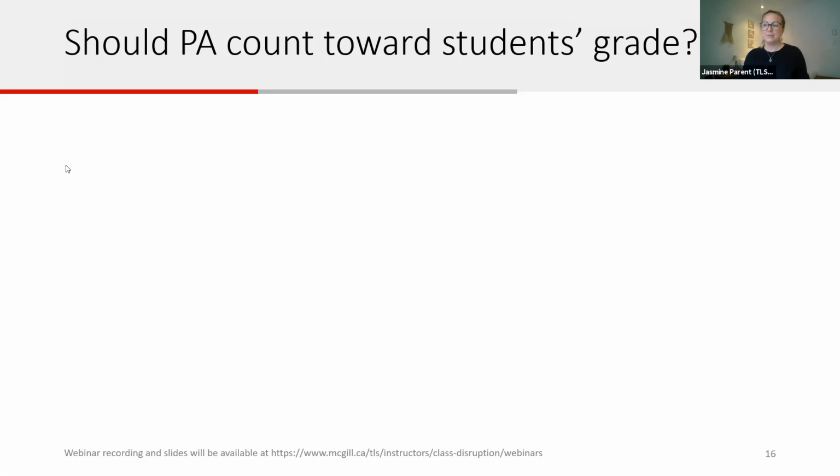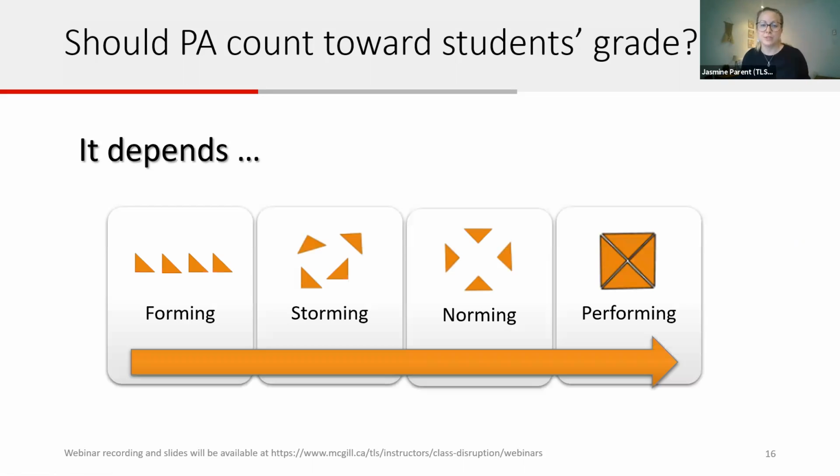So my answer to this question is it depends. Some things you must consider. You really must think about the goals of the assignment that you decided on in the planning process. The decision that you make on whether or not peer assessment counts towards the student's grade should really depend on these goals.